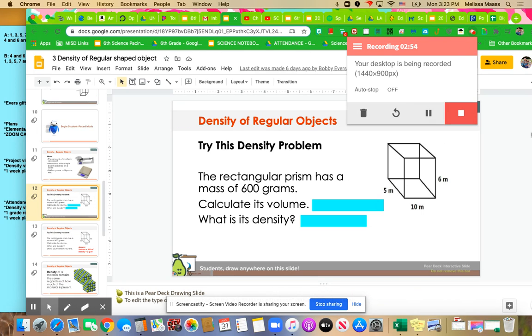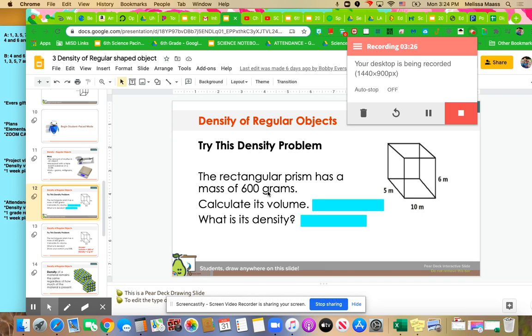All right, so this is going to be an example problem, and then I'm going to go to an older worksheet that we used to do that you may complete some of these problems on your own. So let's try it. If you look at this problem, it says the rectangular prism. So we know that this is going to be a regular shaped object because rectangles and squares are regular objects.